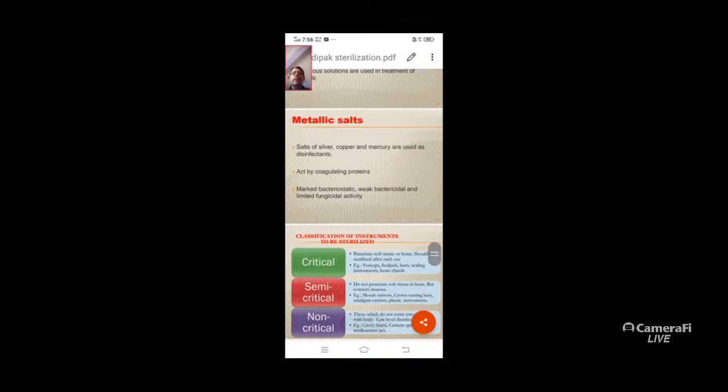Metallic salts: nowadays in Lifebuoy or other soap industries, some silver, copper and mercury are used as disinfectants, and the mechanism is also the same, by coagulation. Basically these metal ions coagulate or denature the protein, and they are marketed as bacteriostatic, with weak bactericidal and limited fungicidal activity of the metallic salts.